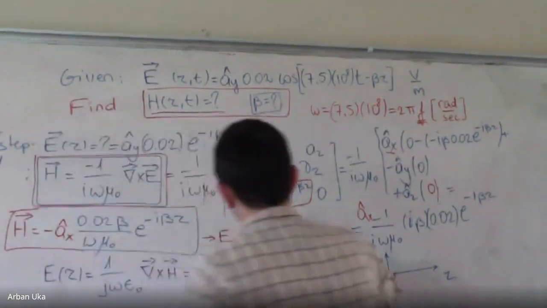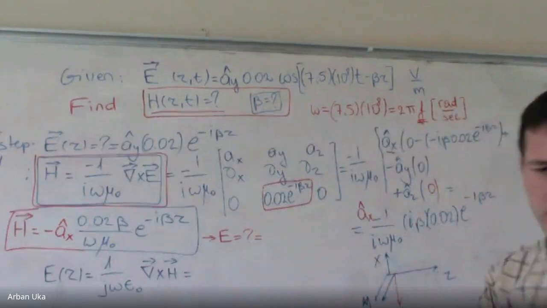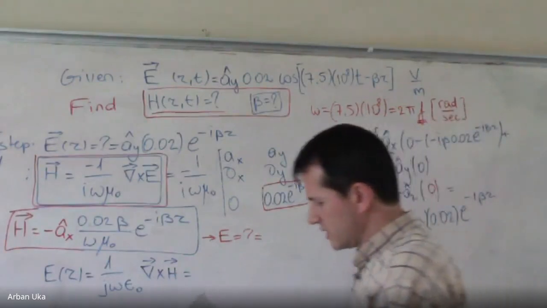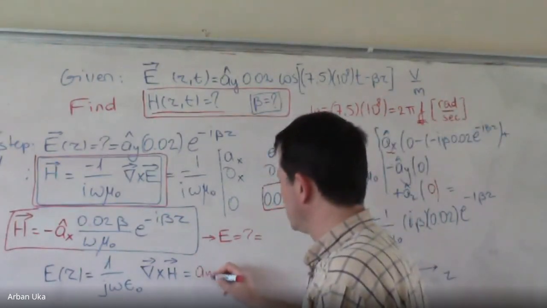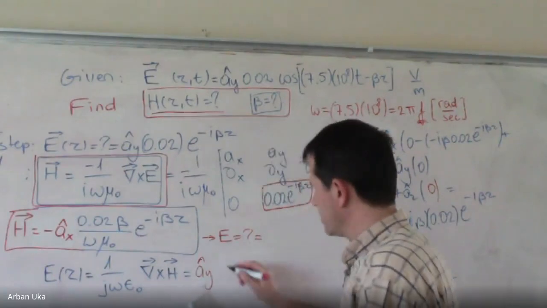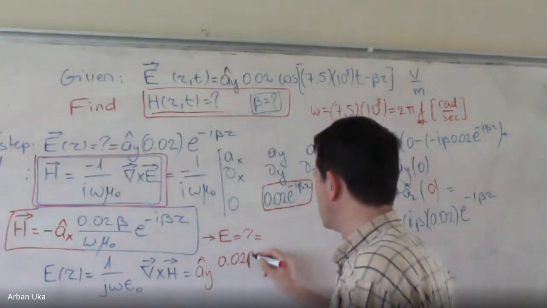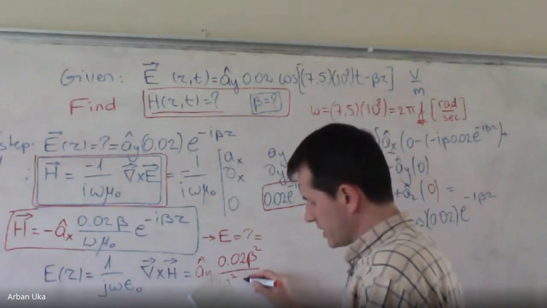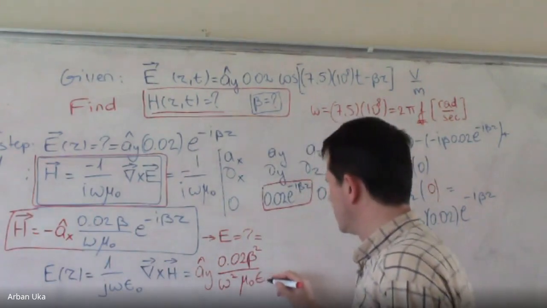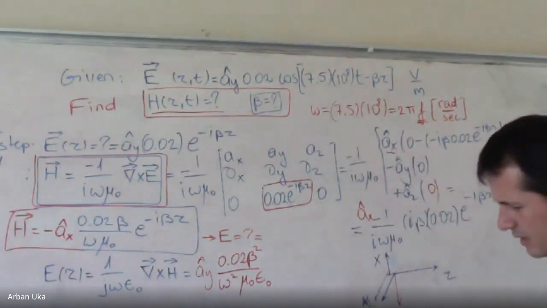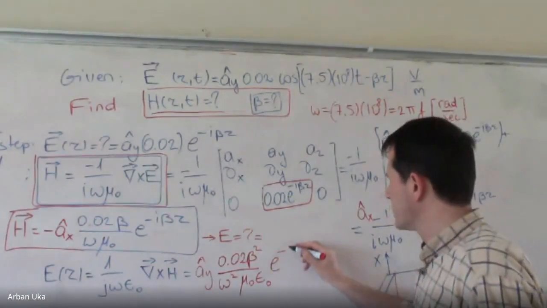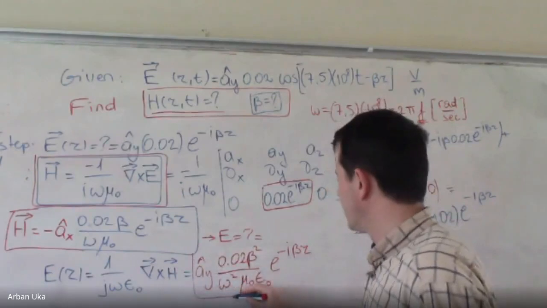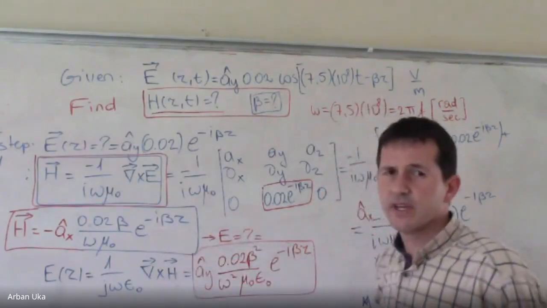So we take this out, because this was just a small reminder of how k and beta can be related. And if we substitute all the terms here, we get a_y for the electric field times 0.02 beta squared over omega squared times the permeability times the permittivity times e to the power minus j beta z. So we found the electric field as a function of H.